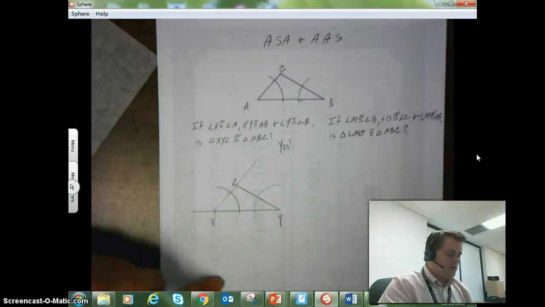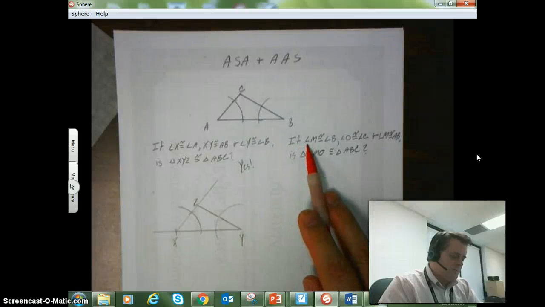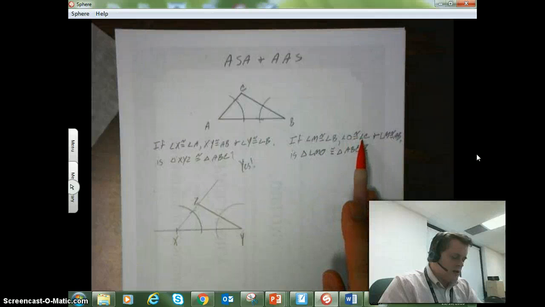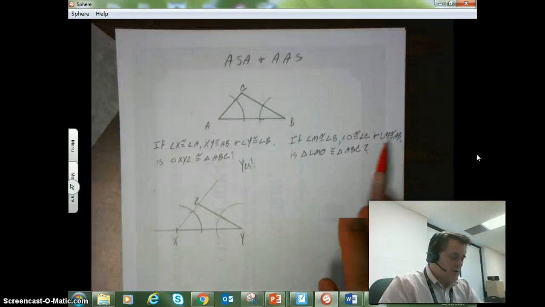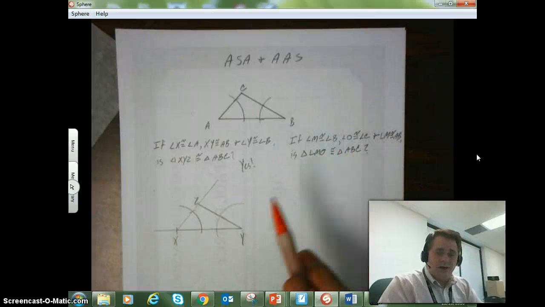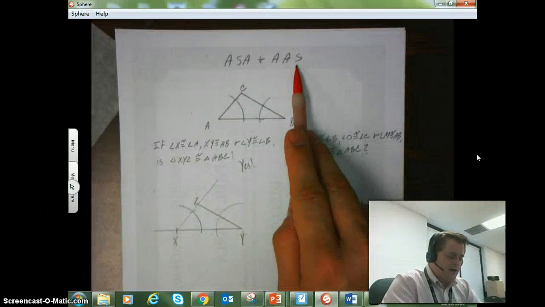What about angle, angle, side? So looking here, I'm saying if angle M is congruent to angle B, angle O is congruent to angle C, and LM is congruent to AB, I know it's hard to see there, will this triangle LMO be congruent to this triangle ABC?